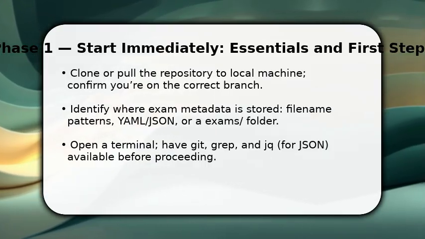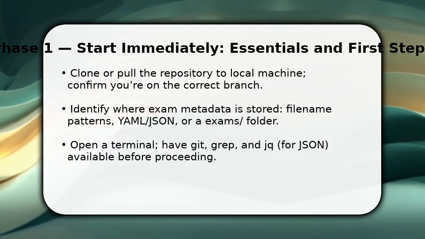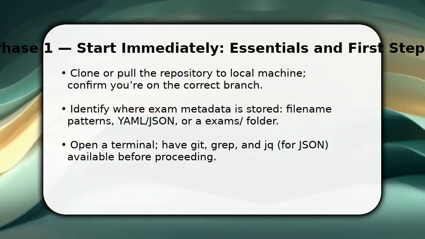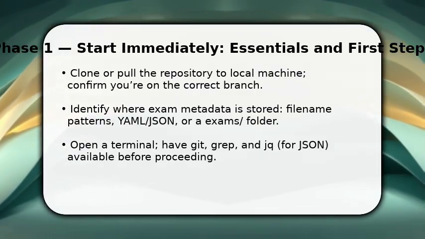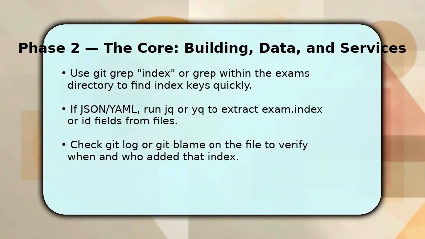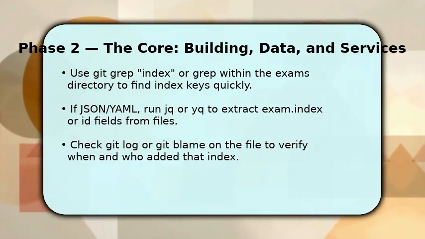Make sure command line tools are available: Git for history, grep to search text, and jq if files are JSON. Start with git status to ensure a clean workspace, which prevents confusion when inspecting files. Now search the repository for the exam index. You can run git grep "index" exams/ or grep -r "index" exams/ to find candidate lines immediately.